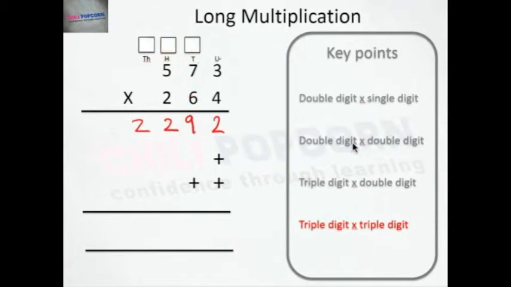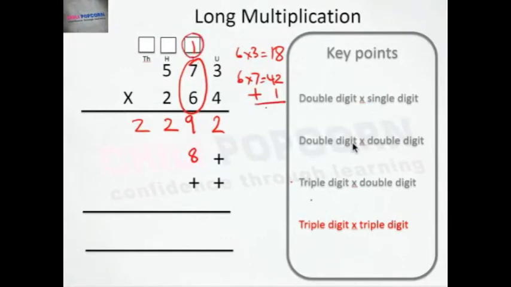Now I'm going to do my 6 times 3. So 6 times 3 is equal to 18. So that's 8, carry over 1. Then I do 6 times 7. 6 times 7 is equal to 42. Plus the 1 that I've carried over is equal to 43. So I write down 3, carry over 4.